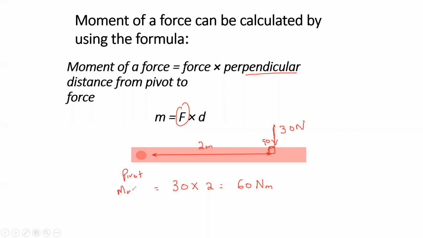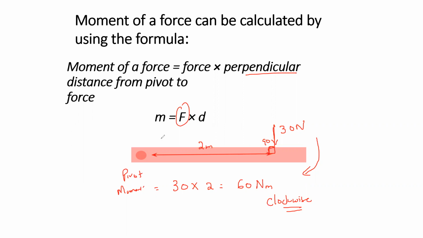But what about the direction? Which direction will this object rotate when we apply the force? Clockwise or anti-clockwise? So this object will rotate clockwise. So we'll say the moment is 60 Newton meter clockwise. Is it clear? This example shows how to calculate a moment, a turning effect.